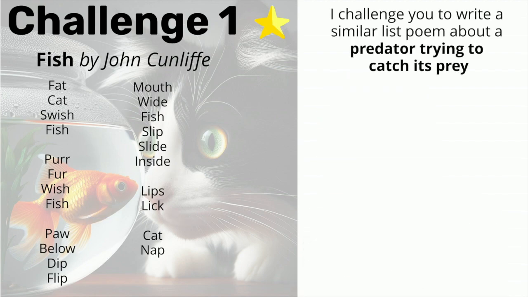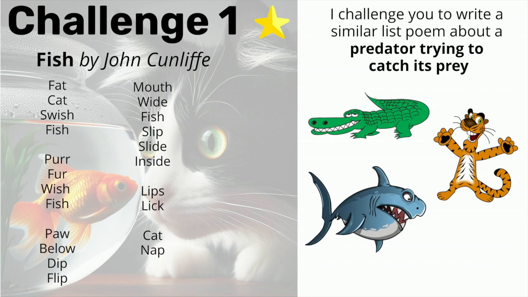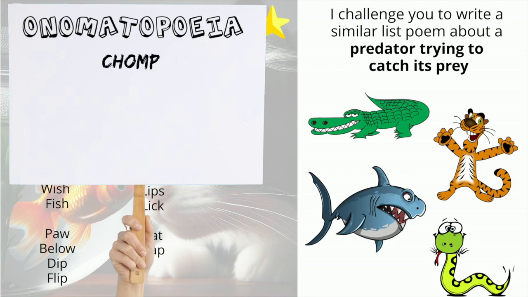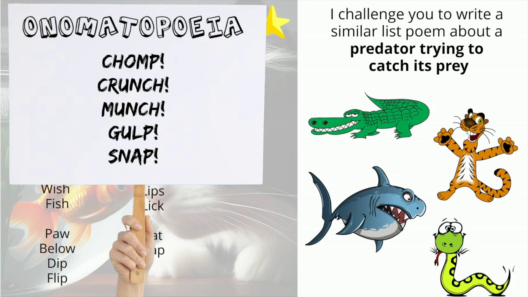I challenge you to write a similar list poem about a predator trying to catch its prey. Perhaps you could describe a crocodile, a tiger, a shark, a snake, or an animal that interests you. And if you want a happy ending, you could always have the prey escape in the end. And see if you can include some onomatopoeia. Chomp, crunch, munch, gulp, snap.